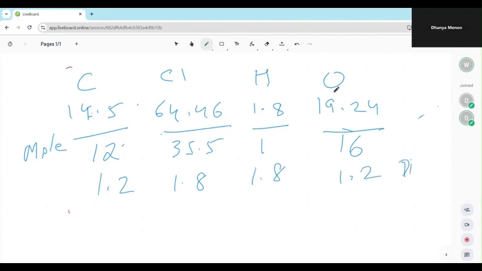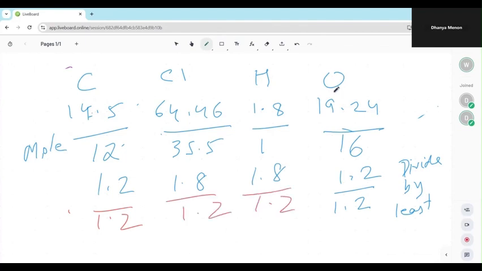Divide by the least moles. Which one is least? Clearly it is 1.2. When you divide, you get this as 1, 1. But here you're getting 1.5 and 1.5.